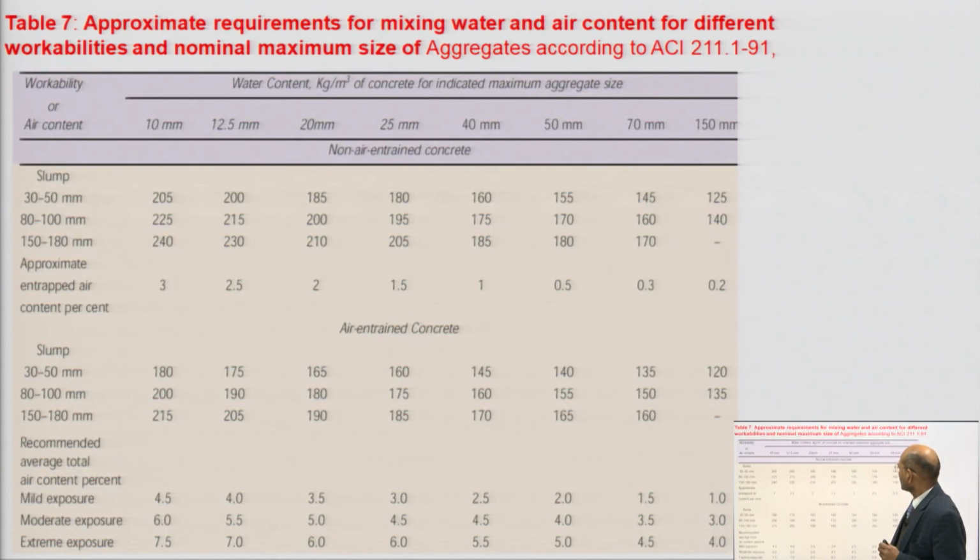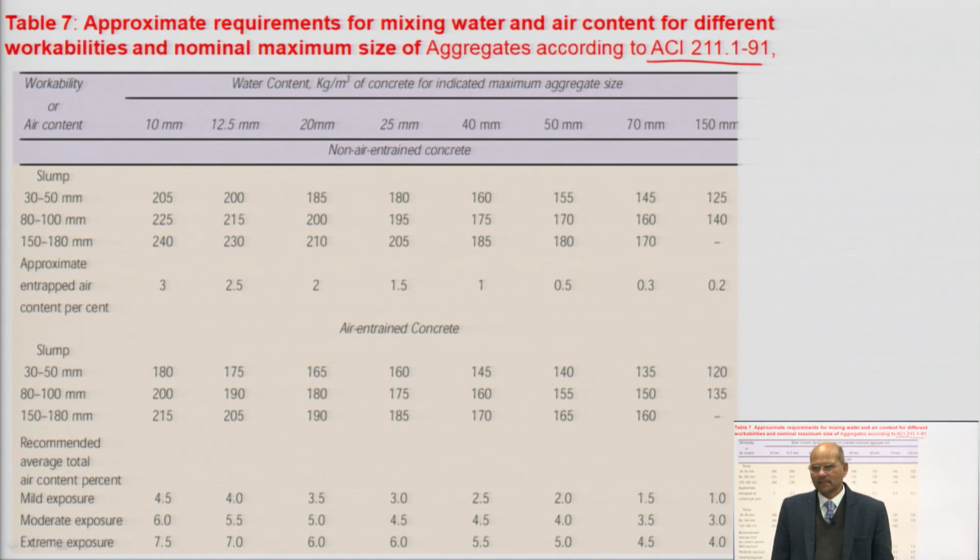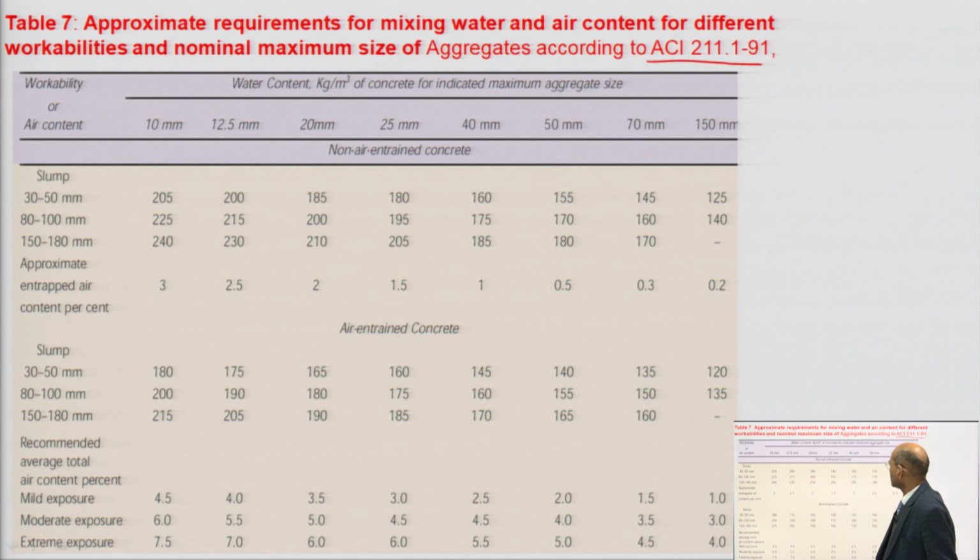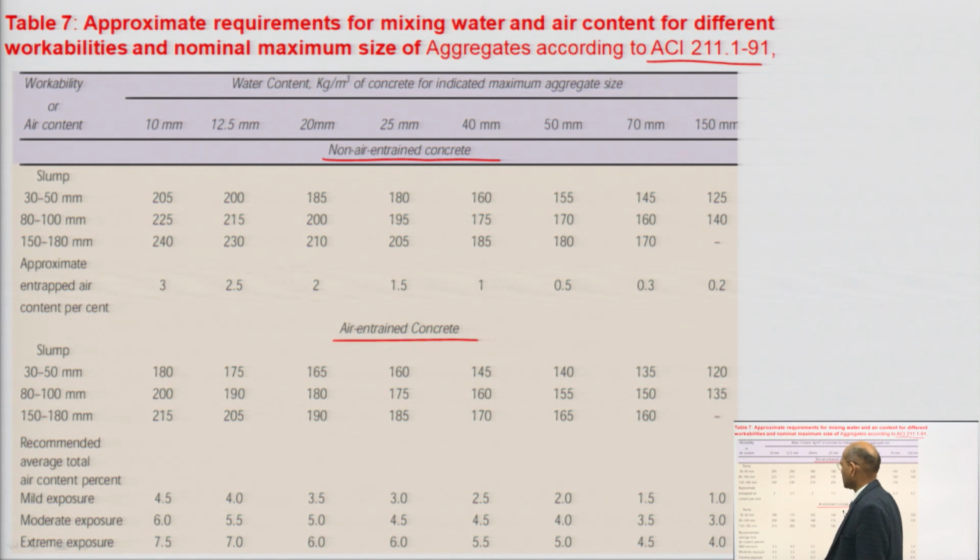Then what you have to do is find the approximate requirement for mixing water and air content for different workabilities and nominal maximum size of aggregate according to ACI. You have to refer to this table and find how much water is required for 1 meter cube of concrete. Here 2 types of concrete are there: non air entrained concrete and air entrained concrete. Your slump is between 30 to 50 mm, 80 to 100 mm, 150 to 180 mm.